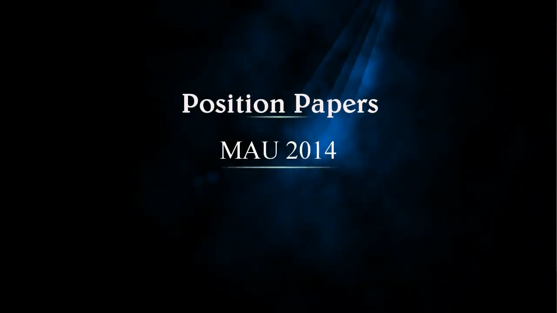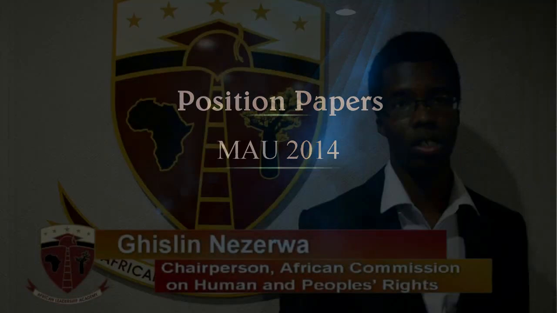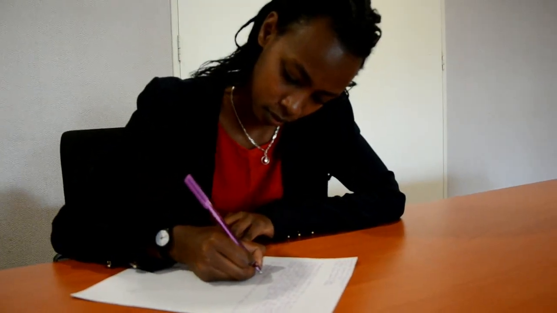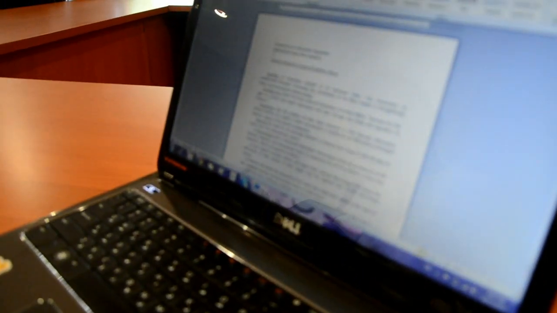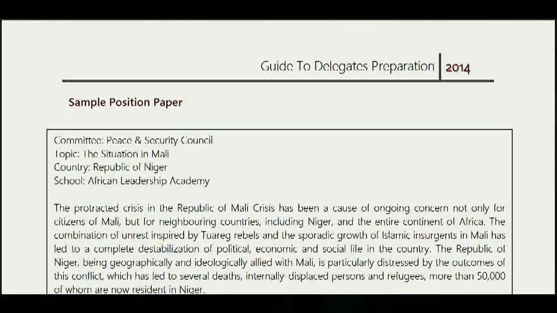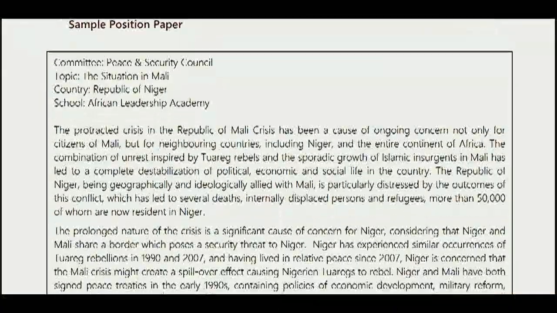Now for the position papers. Position papers are generally what they seem to be. They're a paper that explains the position of the country you're representing. There are generally four elements to a very good position paper. One, the topic summary and outline. This generally outlines the main idea that you're going to talk about in your position paper. Secondly, is the specific position of whatever country you're representing in your position paper.